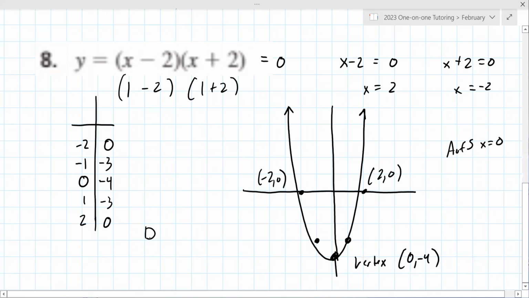Last thing is the domain and the range. I can't remember if we've talked about this. The domain is always all real numbers. Yeah, everything, all real numbers. And then the range is y is greater than or equal to -4. Yeah, you got it. Okay.